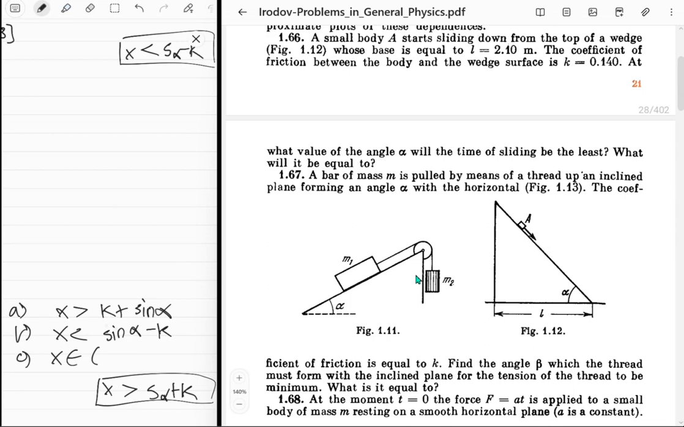C is, if it doesn't do anything, so x belongs to this range. The other range, it's less than this and bigger than that. So wait a second.